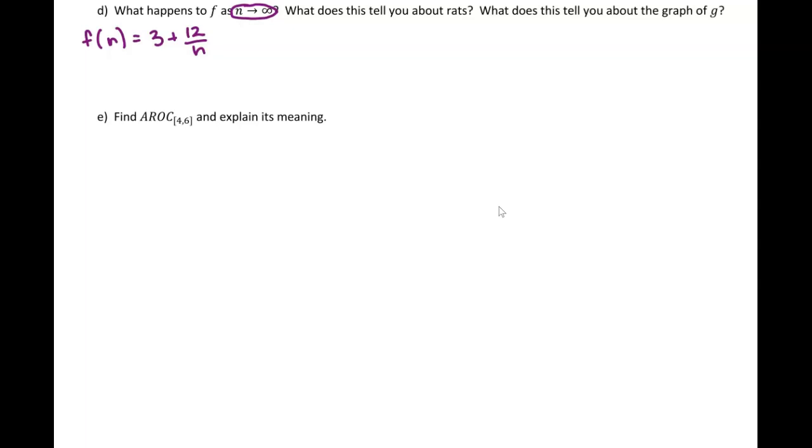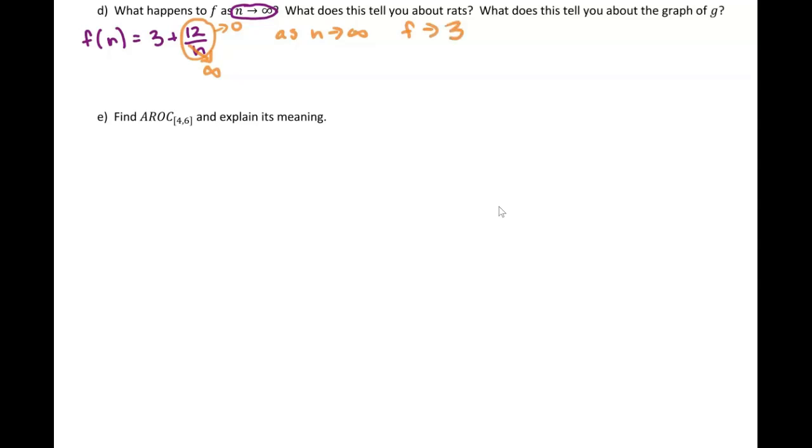So we could just refer back to the graph, but I think we should also be able to look through the formula. So I've copied it down here. And what we are saying is that n is getting really, really big. And if n gets really, really big, 12 divided by a giant number is a really, really small number. So this whole fraction is going to 0, really, really close to 0, which means as n goes to infinity, the function f goes to 3.